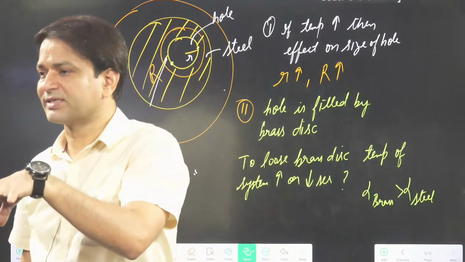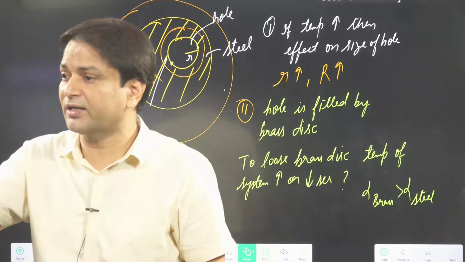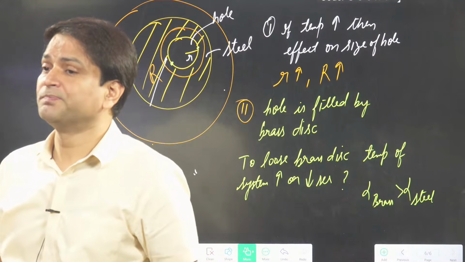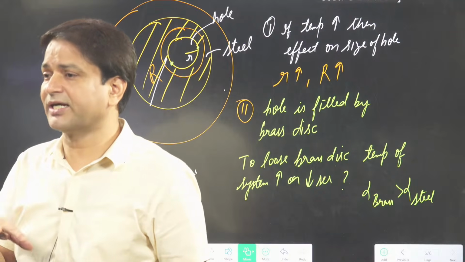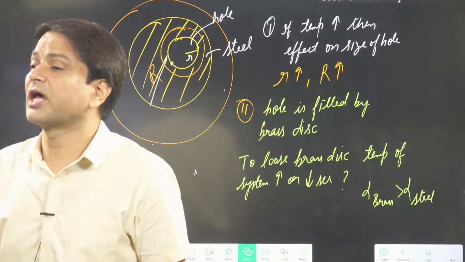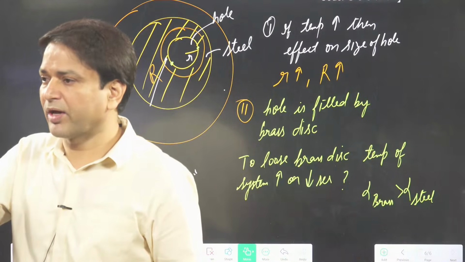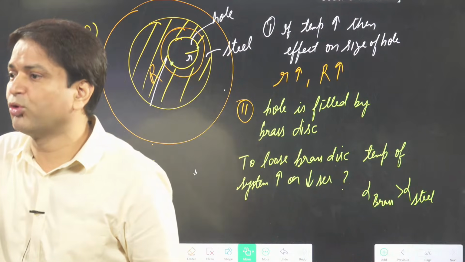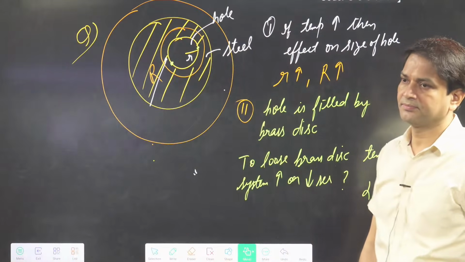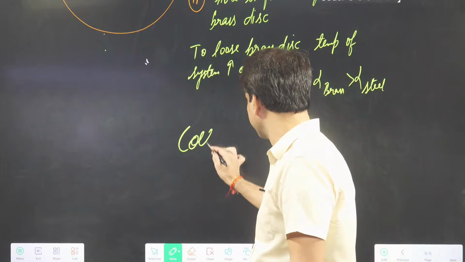So if I heat the whole system, the size of the brass disc will be more than the hole, so it will get more tight. But I want to loosen it. Then what will I do? If I decrease the temperature, then both the hole and the brass disc will contract. Whose alpha is more? Alpha brass is more, so brass will contract more. Then it can get loose. So cool the system.